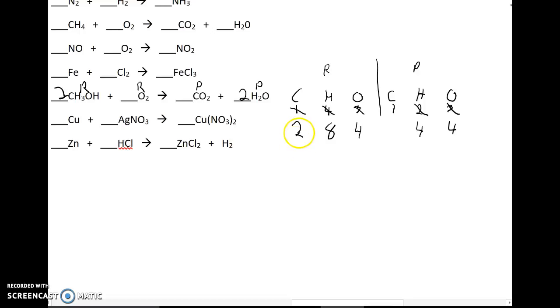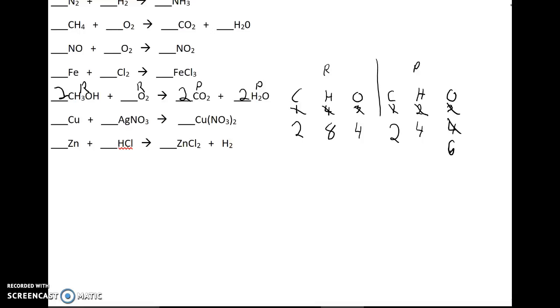I have 2 carbons in the reactants, 1 in the products. So I want to put a 2 in front of the CO2 in the product. Now again, I will cross out the carbon and I will cross out the oxygen. So now there are 2 carbon atoms. And again, I really have to be careful when calculating this. 2 times 2 is 4, so I have 4 oxygens in carbon dioxide. 2 times 1 is 2, so I have 2 oxygen atoms in water. So 2 plus 4 gives me 6 oxygen atoms. All right, so I've balanced my carbon.